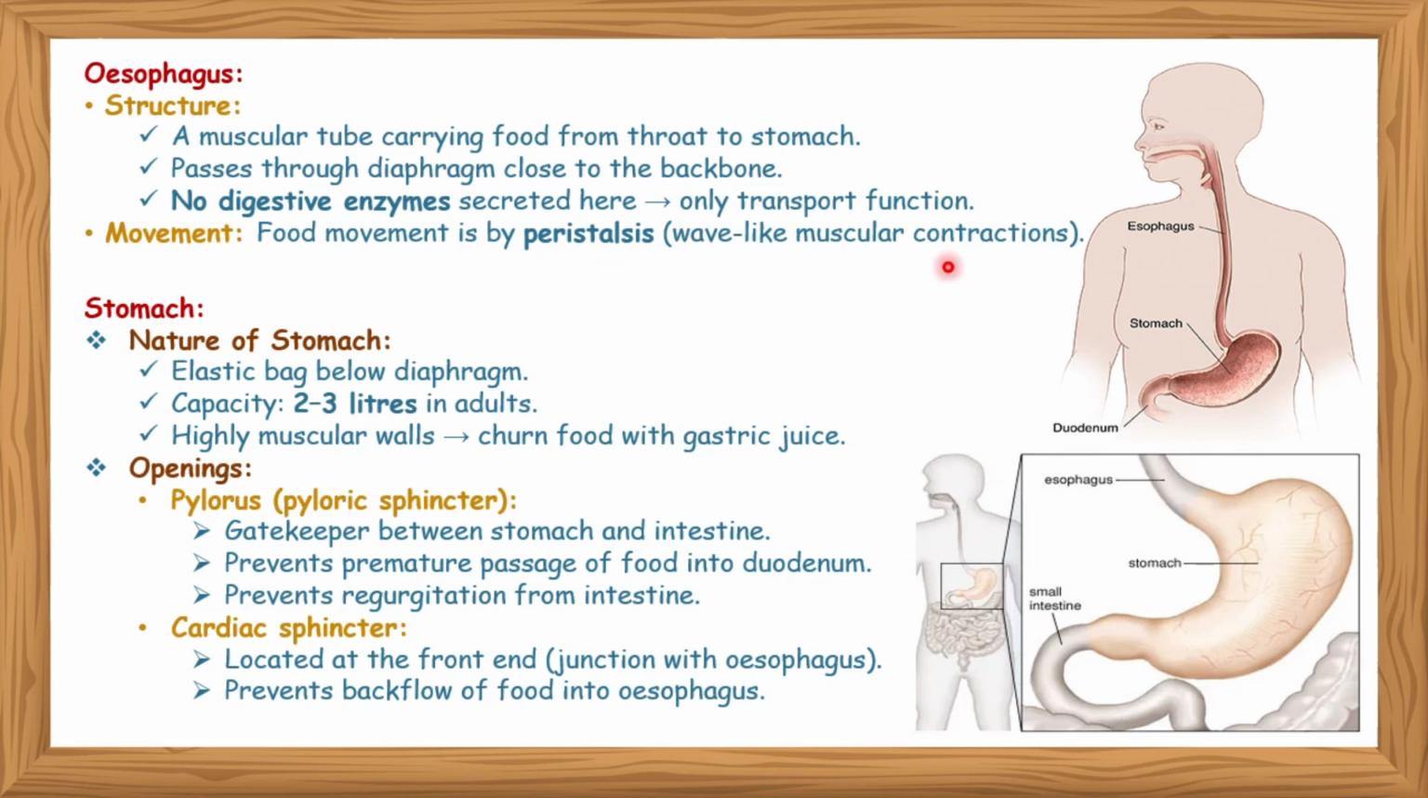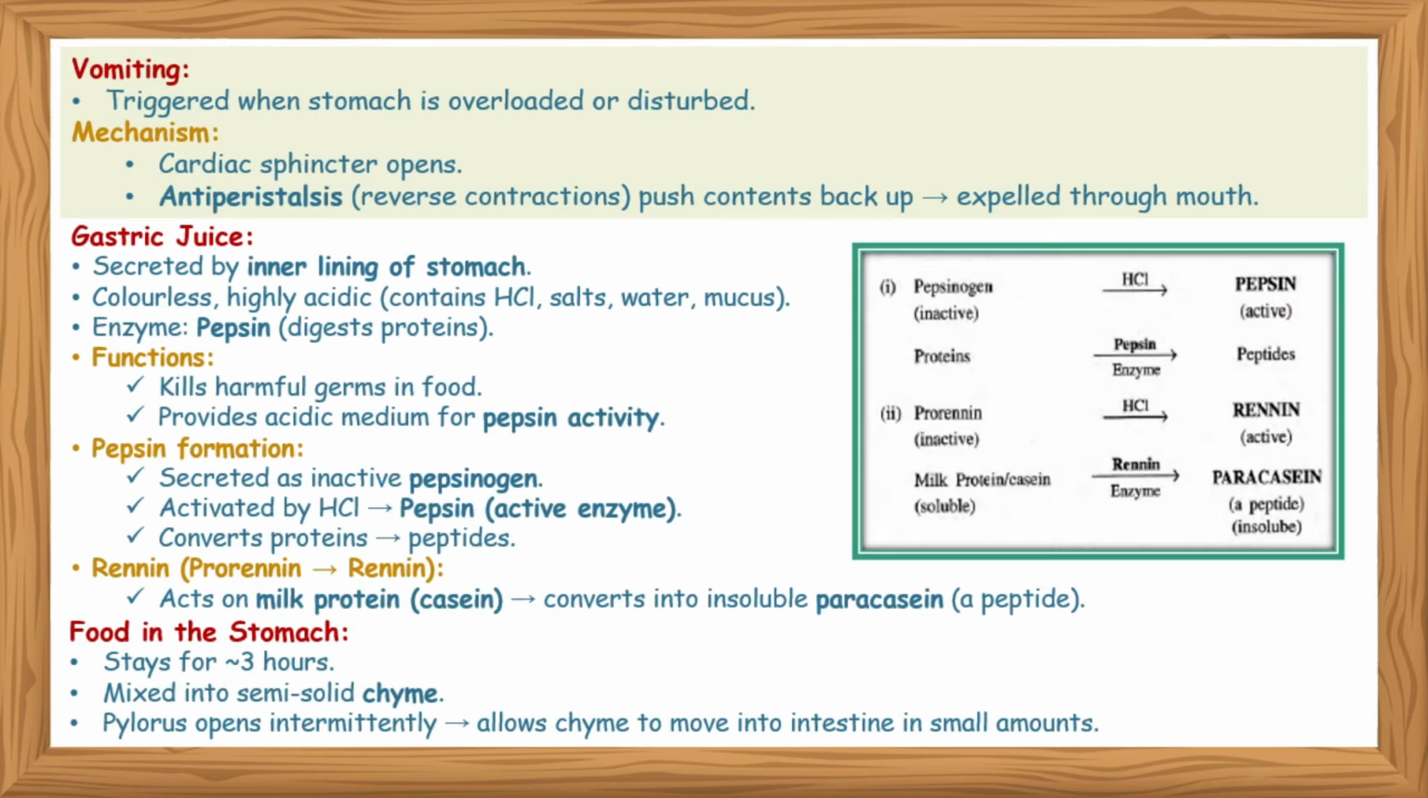Stomach. Nature of the stomach: it is an elastic bag below the diaphragm. It has a capacity of 2 to 3 liters in an adult. It has highly muscular walls that churn food with gastric juice. Openings: the pylorus, or pyloric sphincter, is the gatekeeper between stomach and intestine. It prevents premature passage of food into the duodenum and prevents regurgitation from the intestine. The cardiac sphincter is located at the front end, or junction, of the esophagus. It prevents backflow of food into the esophagus.